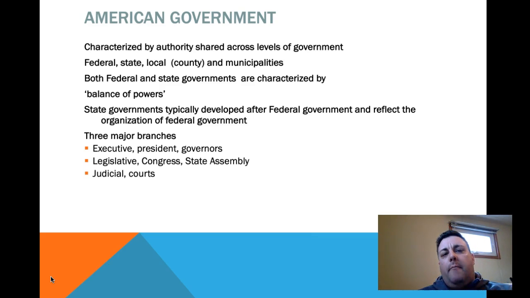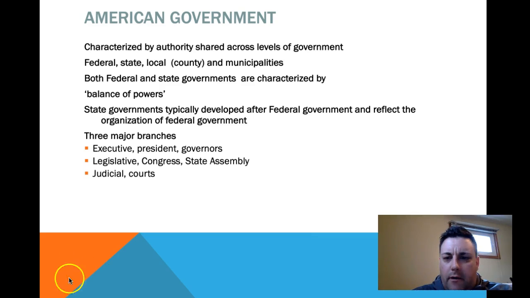And then the way local or county authorities also take responsibility for certain things. So there's this shared authority across levels of government, but there's also the fact that certain levels of government take responsibility for certain kinds of things.